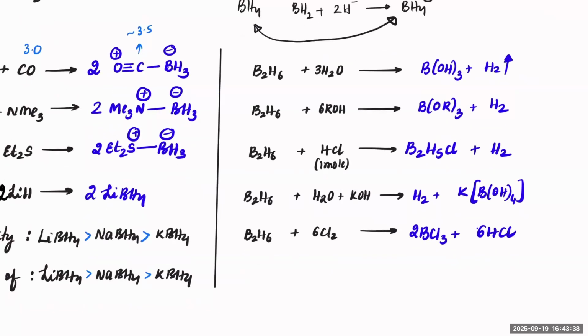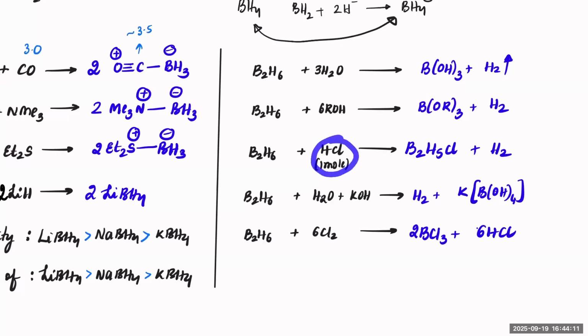Other reactions are when you add B2H6 to water. Here, if you compare the electronegativity of boron and hydrogen, hydrogen is more electronegative. So that H minus will take H plus from water and convert into H2, and the remaining OH minus will combine with boron, converting into boric acid. Even when you add alcohols, the same thing will happen: H2 will be released and alkoxy boron will form.